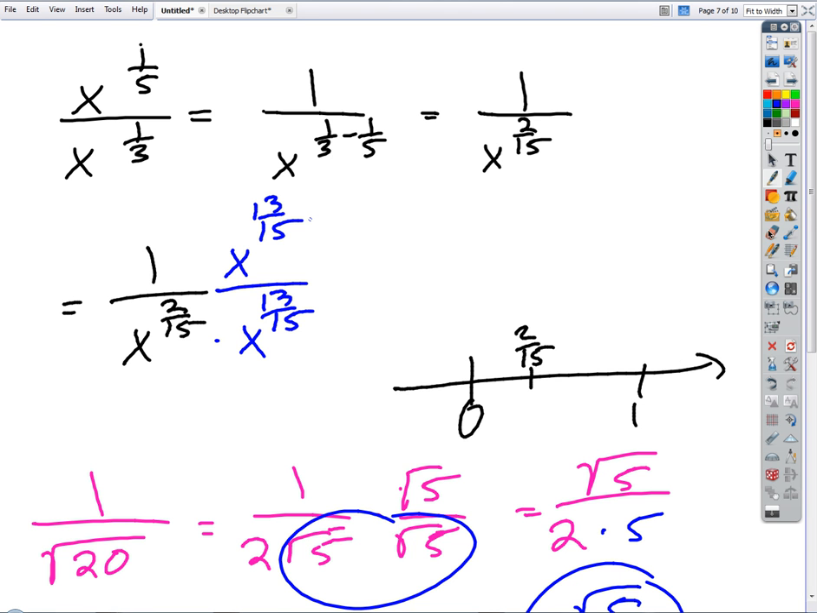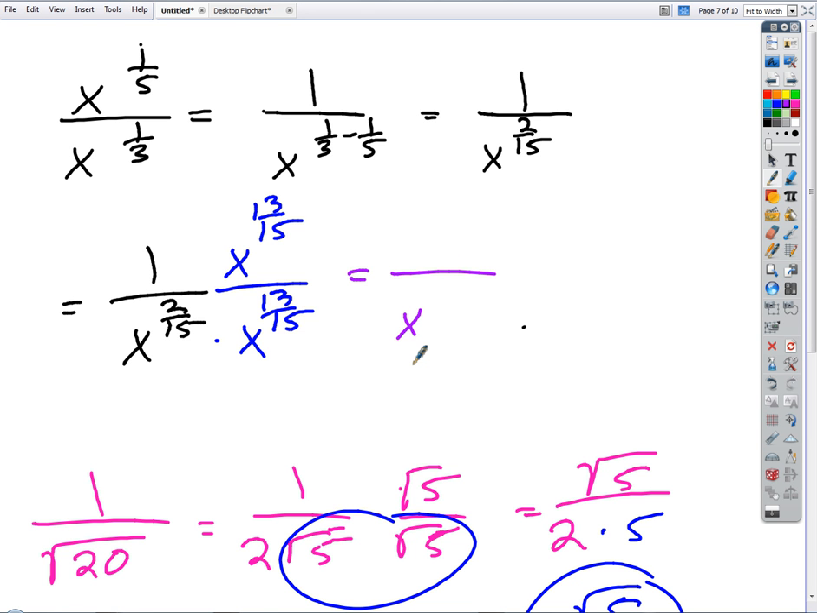So what's our result then? Okay, if we do that, on the bottom, we get x to the 2/15 plus 13/15, x to the 1. On the top, we get x to the 13/15. So that's our answer. We wouldn't write the 1 though, would we? Okay, let's do another one.